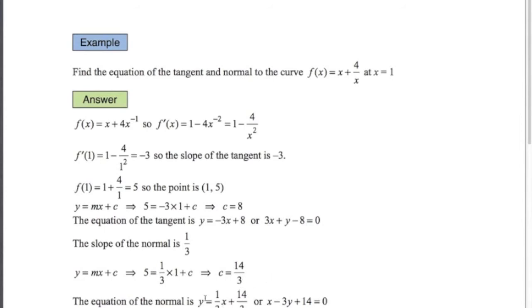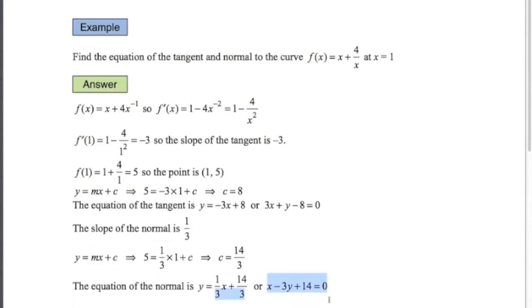So the equation of the normal is y equals mx plus c. We've got the gradient, a third, we've got the value of c, there it is there. If we multiply everything by 3 and rearrange, we get this equation here. If the question just asks you to find the equation and doesn't specifically say to put it in this form here, then it's fine to leave it like this.